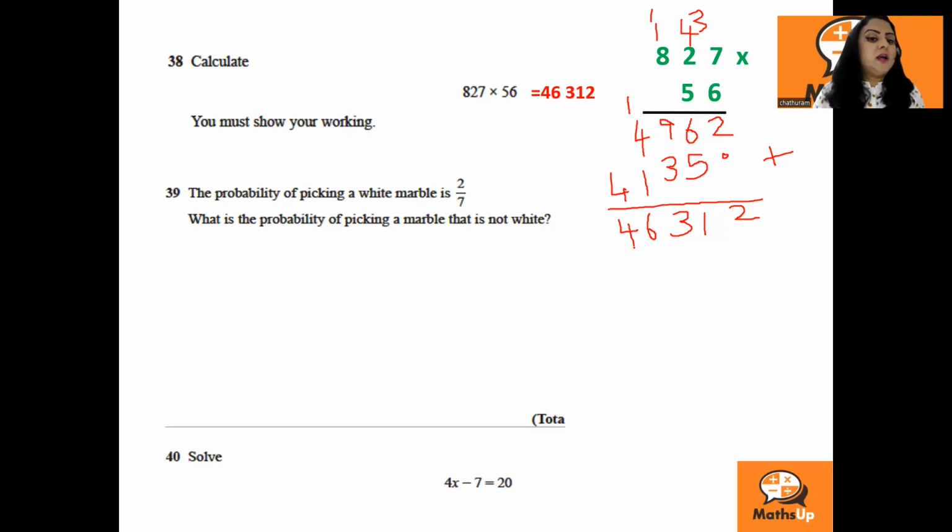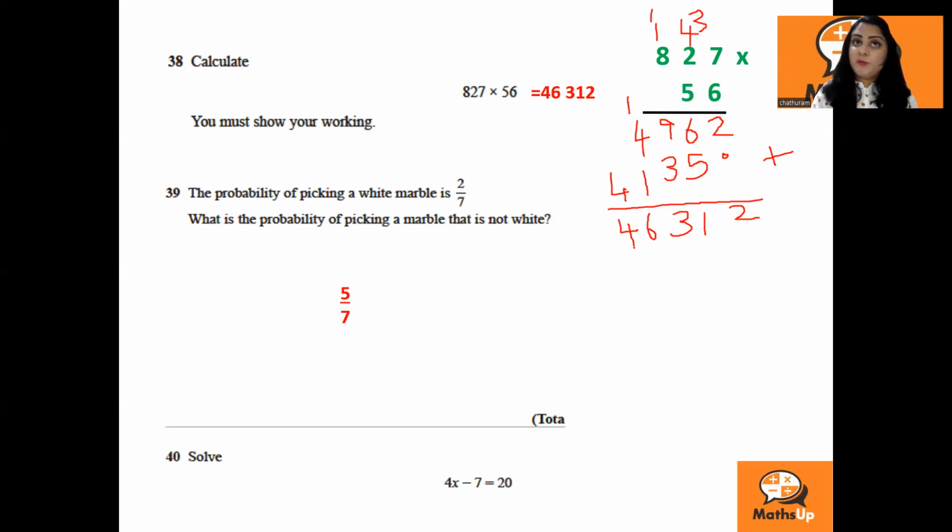The probability of picking a white marble is 2 out of 7. So what is the probability of picking a marble that is not white? Out of 7, 2 are white. That means 5 are not white. So the probability of picking a marble that is not white is 5 out of 7. There are 5 chances of picking up a marble which is not white.